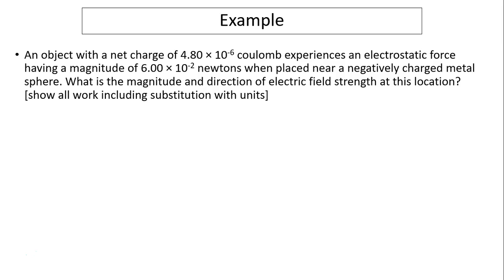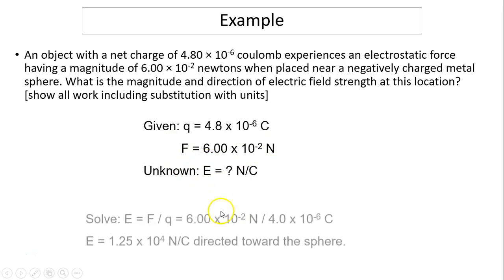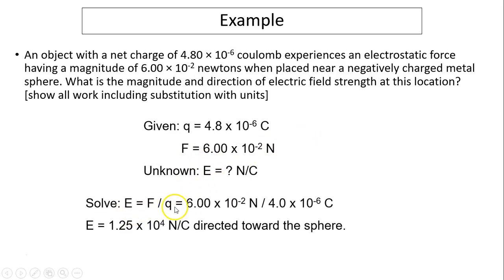Another example, an object with a net charge of 4.8 times 10 to the negative 6 coulombs experiences a force with a magnitude of 6 times 10 to the negative 2 newtons when placed near a negatively charged metal sphere. Now this question has 2 parts. What's the magnitude and the direction of the electric field strength at this location? To figure out the magnitude, we use the equation E equals F over Q. So this is the magnitude, 1.25 times 10 to the 4 newtons per coulomb.